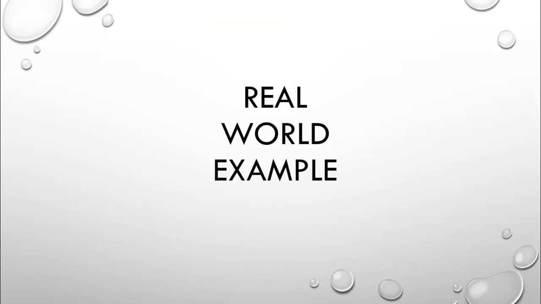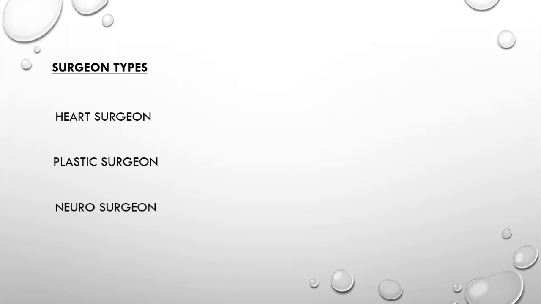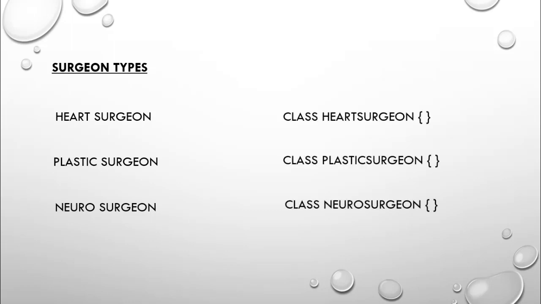Now let's take a look at a real-world scenario, where abstract classes and methods should be used. There are surgeons with different types of specializations, such as heart surgeon, plastic surgeon, etc. If we try to represent this as classes and objects, then we have a separate class corresponding to each surgeon type, such as heart surgeon, plastic surgeon, neurosurgeon. Since all these are surgeons, they will have a parent or superclass, Surgeon, having code which is common to all the classes.